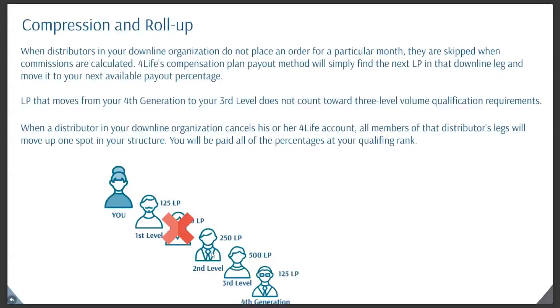So now all of a sudden your 3rd level is getting paid out at that 2nd level percentage, your 4th level is getting paid out at that 3rd level percentage, and so on and so forth. Okay. So the important thing to remember, again, is that LP that moves from your 4th generation to your 3rd level is not going to count towards 3-level volume when compression is involved. So before, where this person was doing 500 LP and they're actually on your 4th level, that 500 LP is not going to accumulate into your 3-level volume to help you qualify for your 3-level volume requirement at the rank in which you want to qualify.